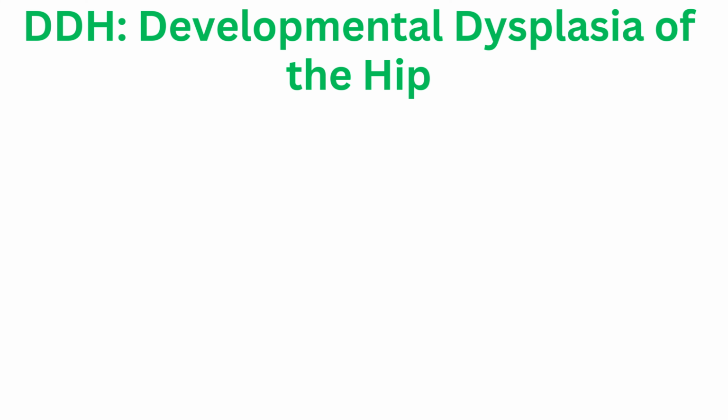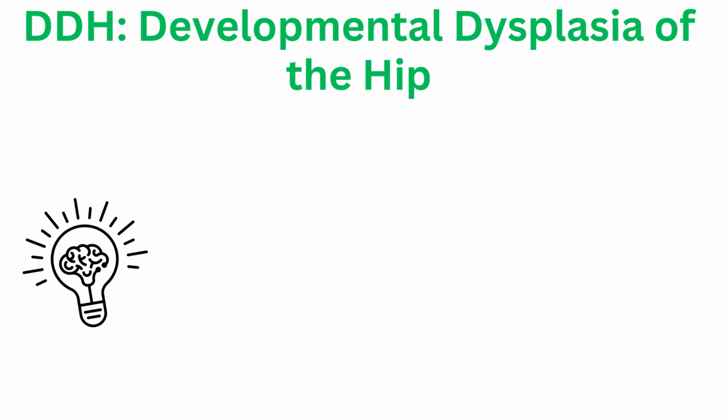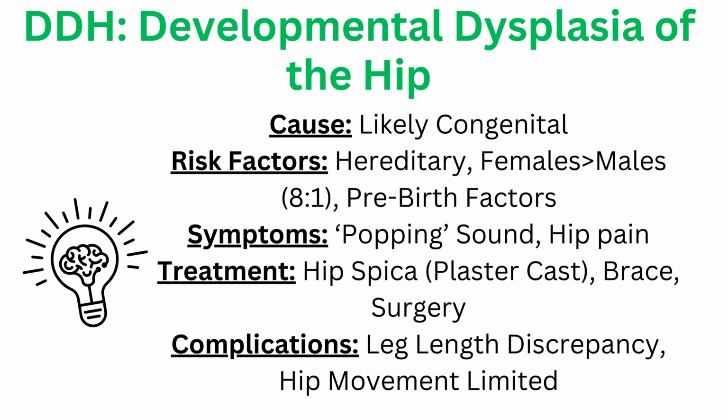DDH, or developmental dysplasia of the hip, is when the hip of a newborn baby is dislocated or is susceptible to dislocate in the future, hence the name developmental dysplasia of the hip. This condition is usually congenital, which means that it is present even before the baby is born.